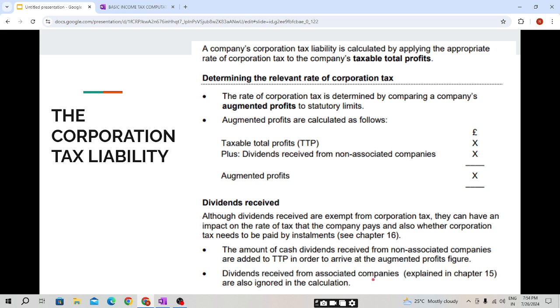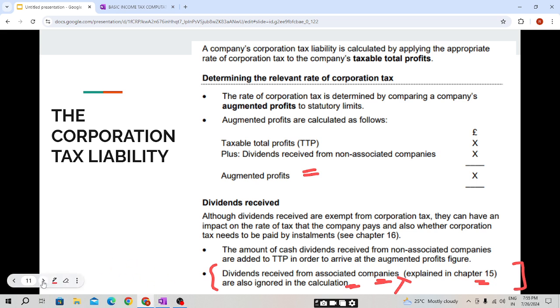Dividend received from associated companies, explained in Chapter 15, is also ignored in the calculation. That is, already we have seen dividend is exempt, but dividend received from an associated company is ignored. But dividend received from non-associated companies, we need it for the augmented profit calculation so that we can determine the corporation tax. I hope this point is clear.